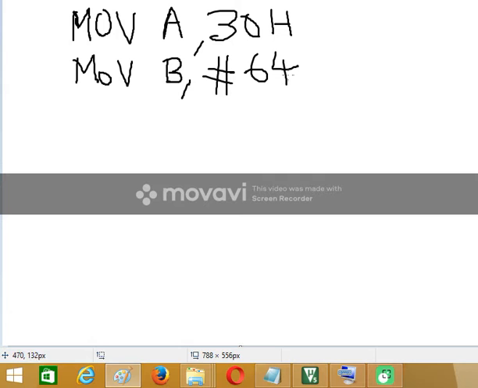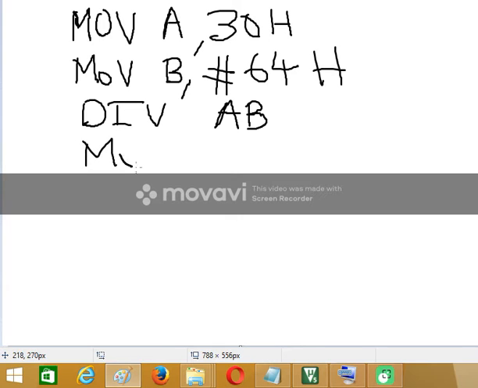hundreds, whose hex equivalent is 64H. So you can divide A by B. That operation is DIV AB. So you get the quotient as the hundreds place. The hundreds place is the higher byte. You can store the higher byte, I mean the quotient, or hundreds place, directly in A to 31H.